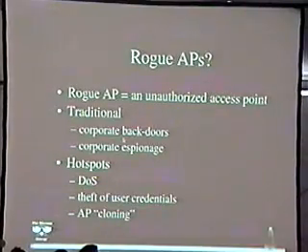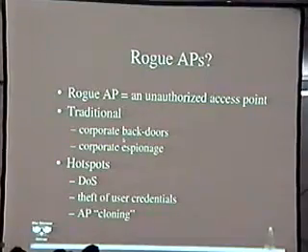Rogue access points. Let's talk about rogue access point 101. Basically, a rogue access point is an unauthorized access point. Traditionally, we're talking about corporate backdoors, or employees that decide they're going to fire up an access point in their office and allow anybody within range to basically get on the intranet without any type of authentication.